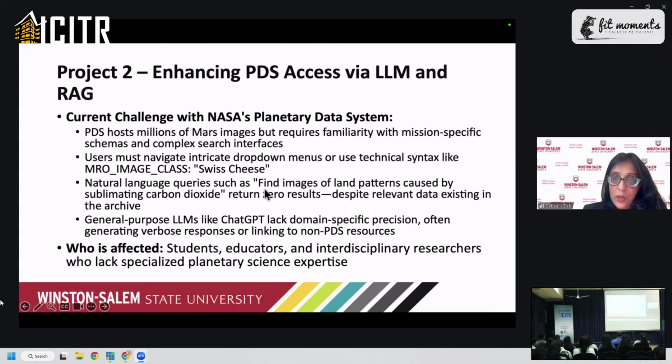So for example, if I do a natural query search, like find images of land patterns caused by sublimating carbon dioxide, how can I get some meaningful images back? So that is the question. And of course, who is going to be affected by this research? Students, educators, interdisciplinary researchers who lack specialized planetary science expertise, but we want to do some more research on those images.